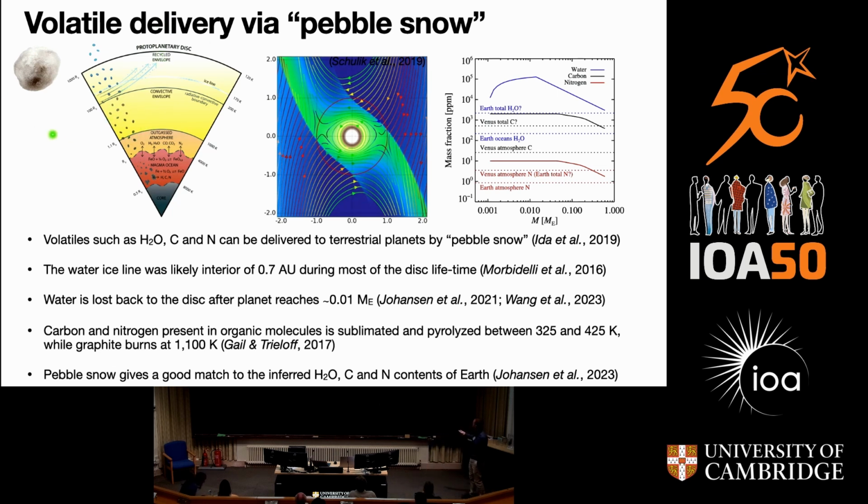And that means that now we're accreting dry material all the way up to something like an Earth mass here, and then we're ending at a few thousand ppm, which is in pretty good agreement with the Earth's volatile content of water. So that was water.